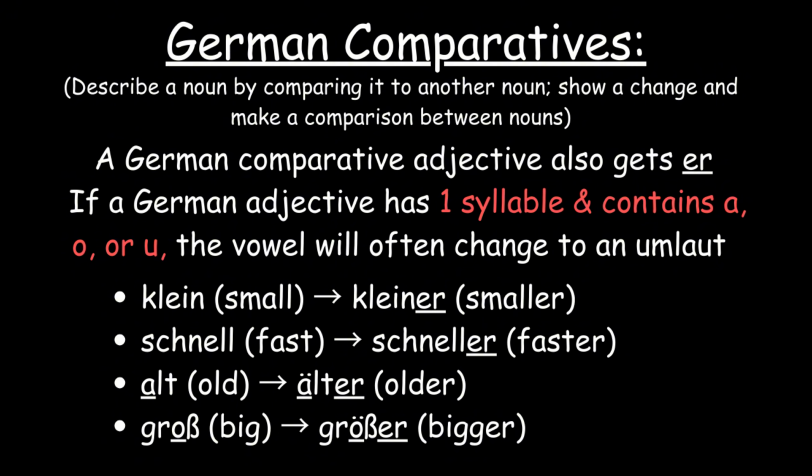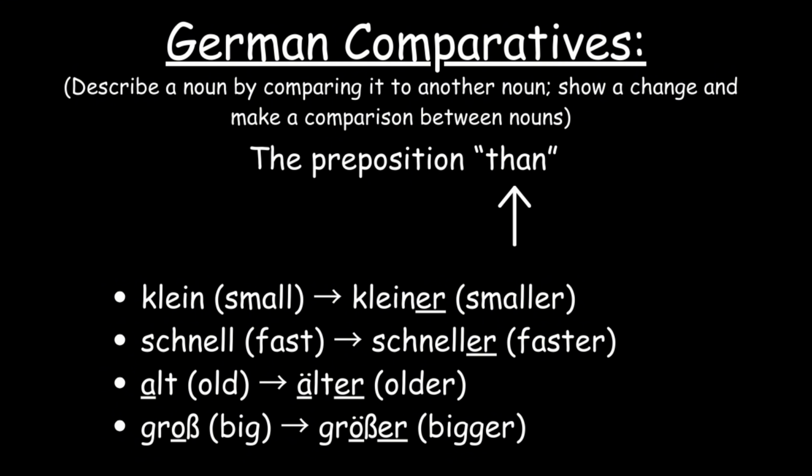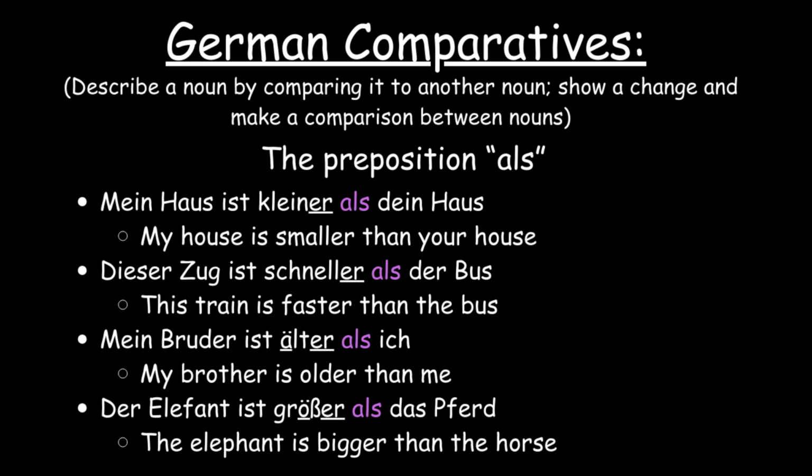To put these comparatives in context, we need the preposition "than", which introduces the second element in a comparison. In German, the word is als, so some examples are: Mein Haus ist kleiner als dein Haus. Dieser Zug ist schneller als der Bus. Mein Bruder ist älter als ich. Der Elefant ist größer als das Pferd.